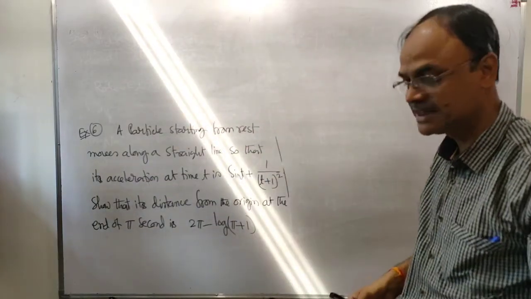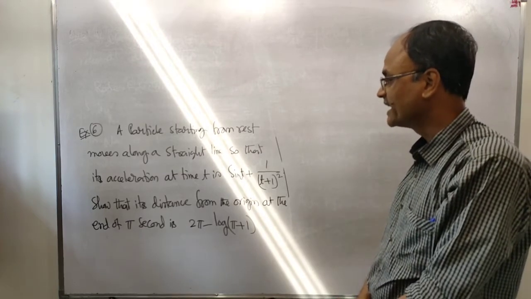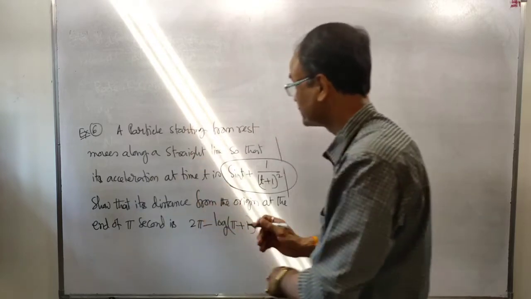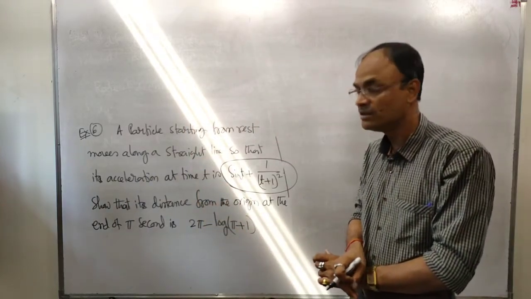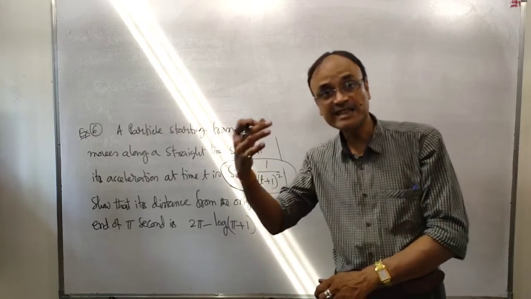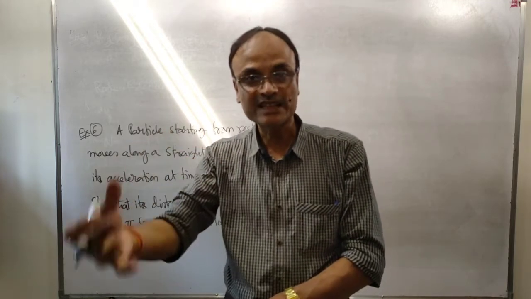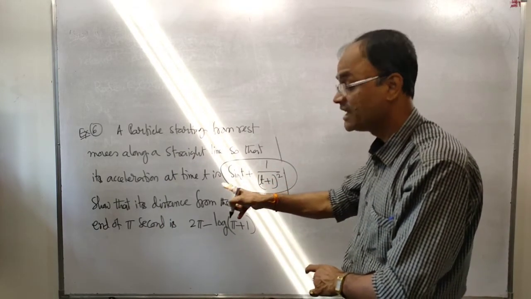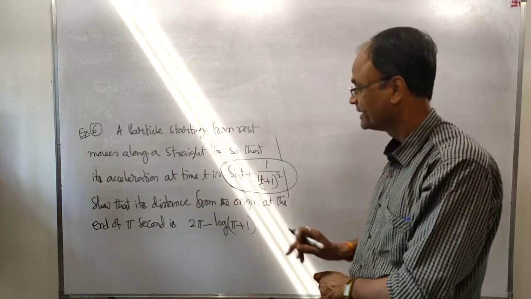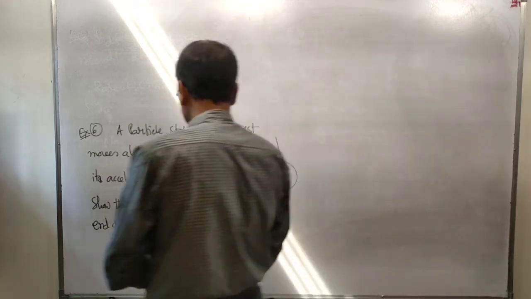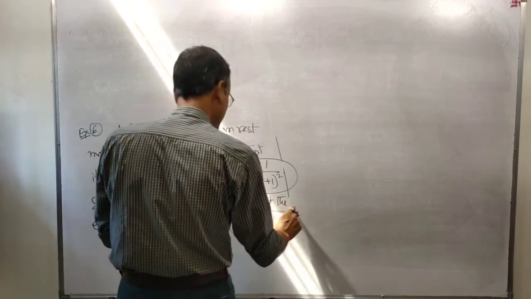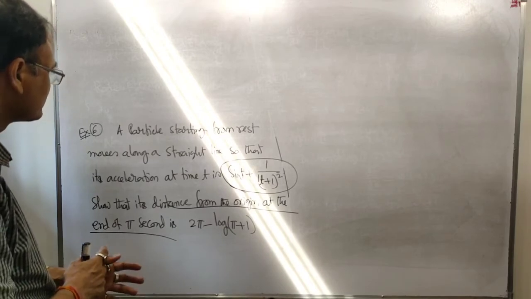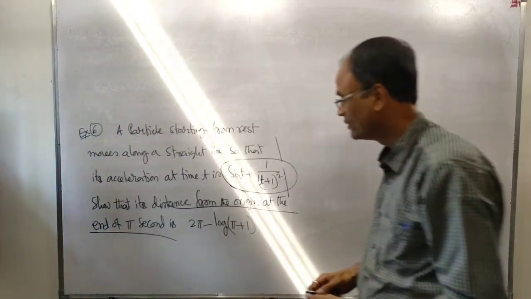Now, a particle starting from rest moves along a straight line so that its acceleration at time t is given by this. Starting from rest means that the initial velocity of the particle is zero. Acceleration has been given in terms of time t, so that its distance from the origin at the end of 5 seconds is this.